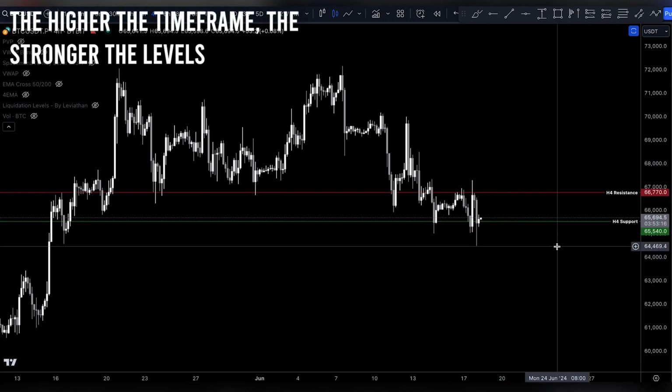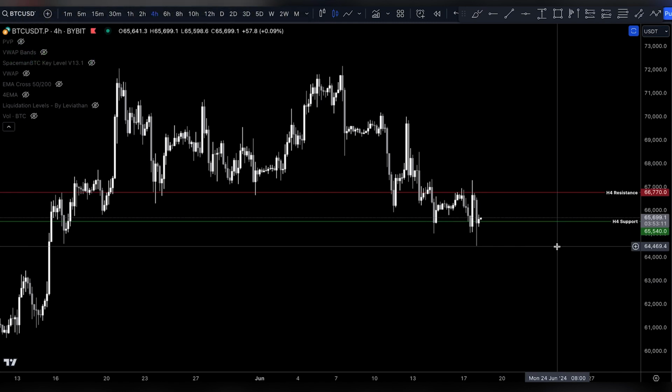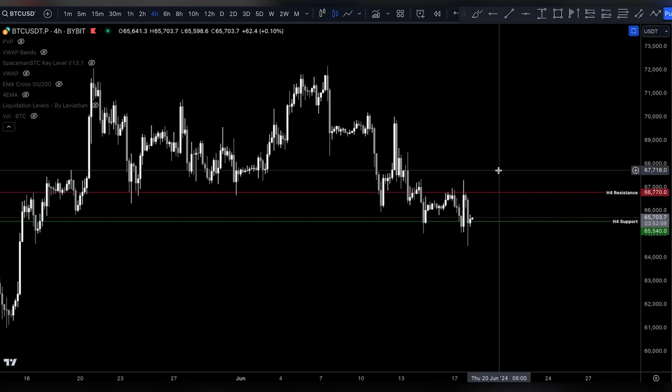The higher the time frame, the stronger the level. So if it's a 15-minute support or a 1 hour support, it's not going to be as strong as a 4 hour support resistance, and a 4 hour is not going to be as strong as a daily. So the higher the time frame, the better the level. Now, how do you play this?